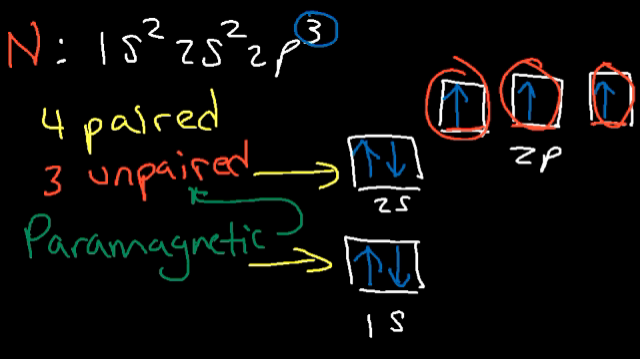Whenever a substance is paramagnetic, it's weakly attracted to an external magnetic field. Now, if a substance has only paired electrons, it's said to be diamagnetic, and it's weakly repelled by an external applied magnetic field. Now, there are some materials that are ferromagnetic. The most common is iron. Iron metal is strongly attracted to a magnet, so iron metal is considered to be ferromagnetic.